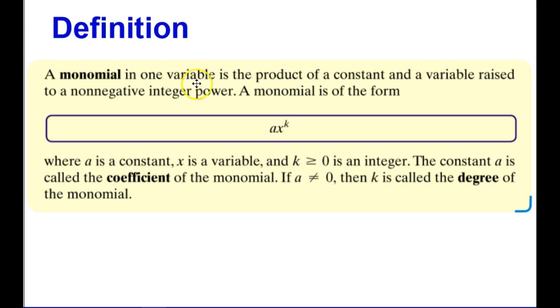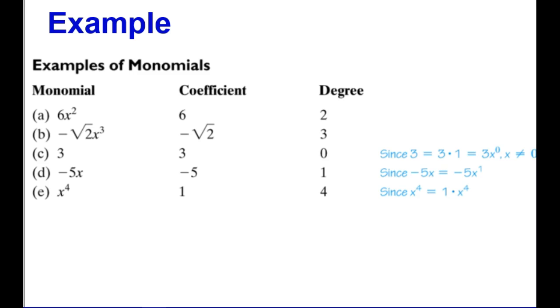So a monomial in one variable is the product of a constant, and our constants are kind of my ABC, and a variable raised to a non-negative integer power. So it looks just like a single term. K is greater than or equal to 0, and then we can look at the degree of that. Okay, so here are some examples.